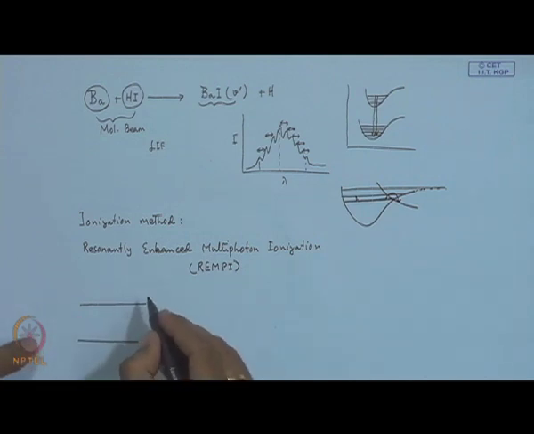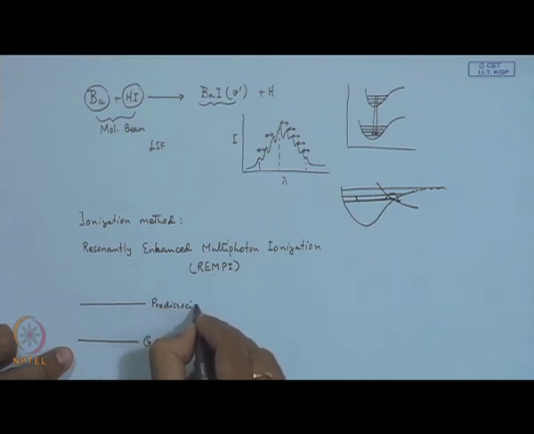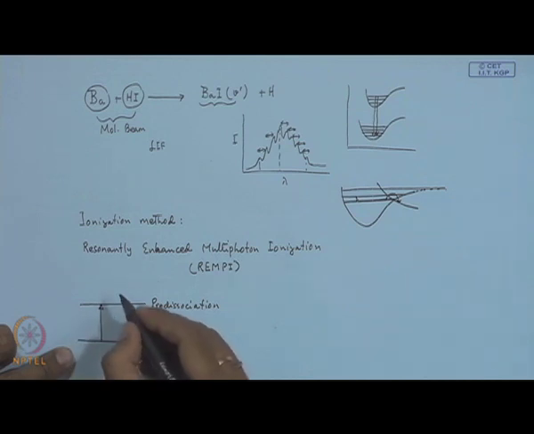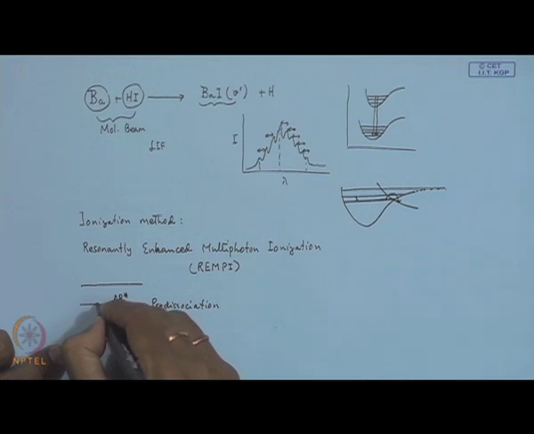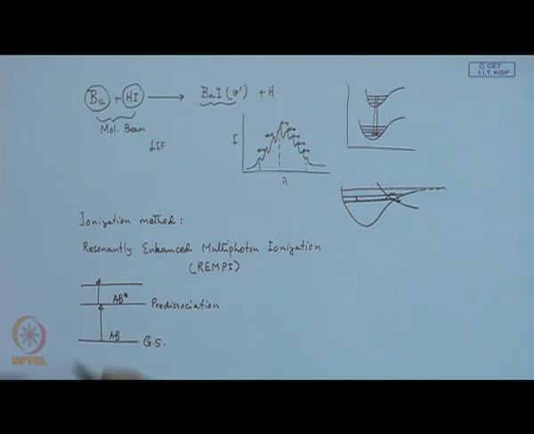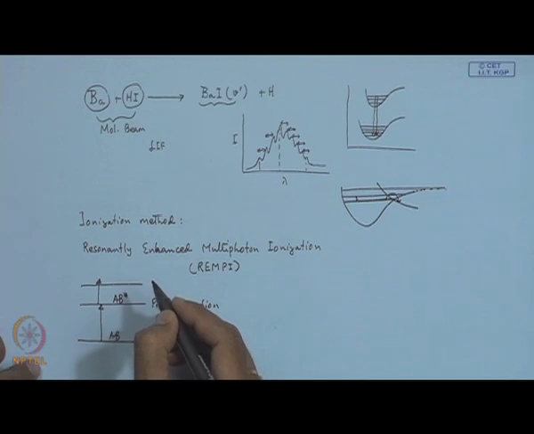So, say it is your pre-dissociative state. Okay. So, this is your ground state, this is the pre-dissociation state. So, maybe say this is AB star, and another state from pre-dissociation to another. So, it is basically 2 photons or multiple photons are required, at least 2 photons or multiple photons are required, multi-photon ionization.